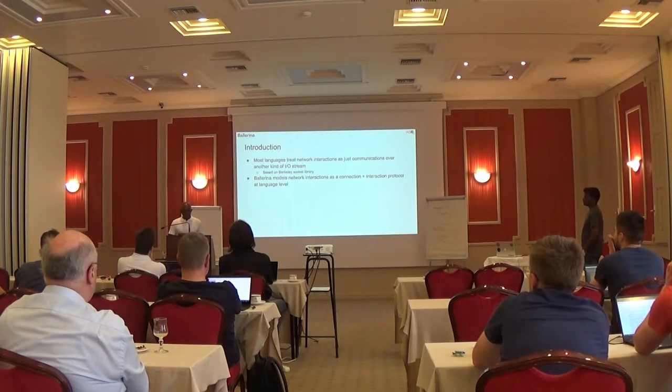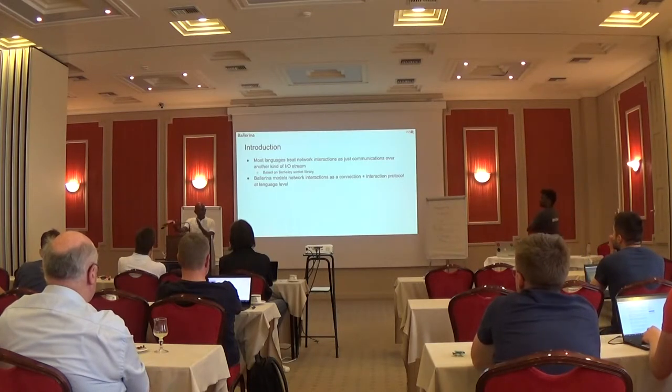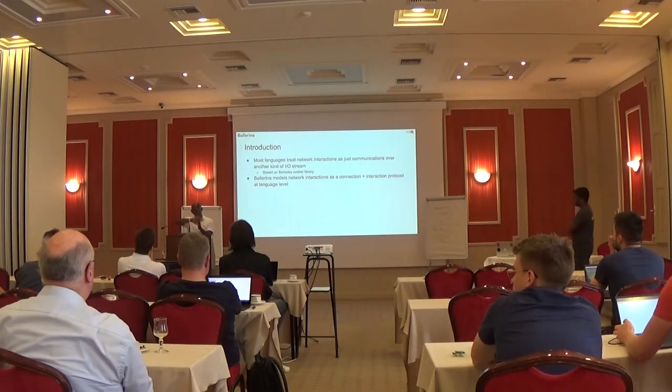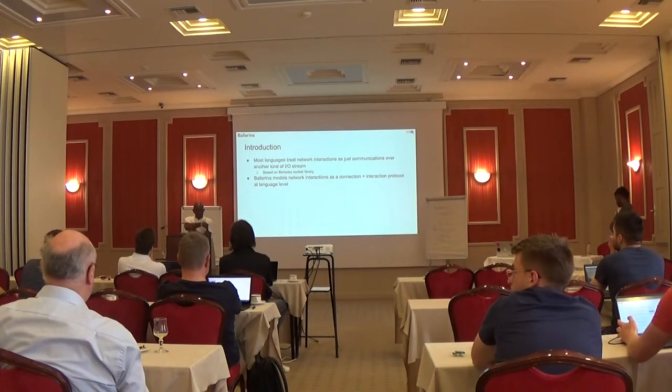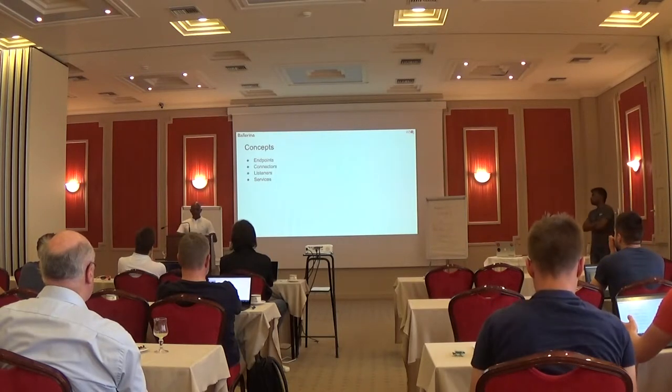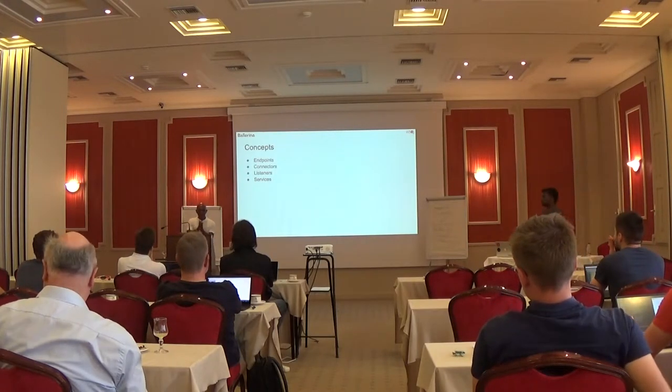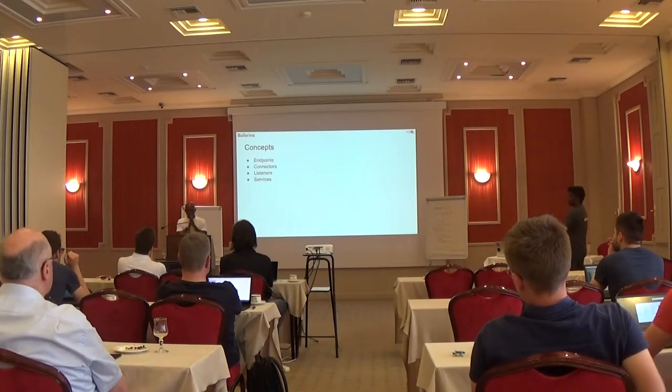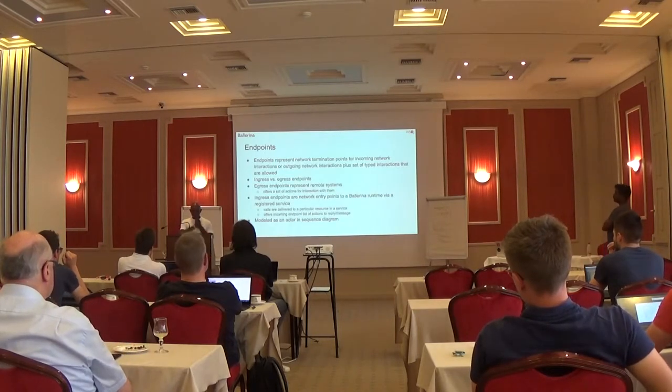Ballerina kind of takes a different model. We view a network connection as a connection and a bidirectional one typically, where outbound ones can be synchronous, inbound ones are asynchronous, and there's a protocol that goes back and forth. So the application models that directly. The concepts behind this are all these four things: endpoints, connectors, receivers, and I'll explain each one of those.